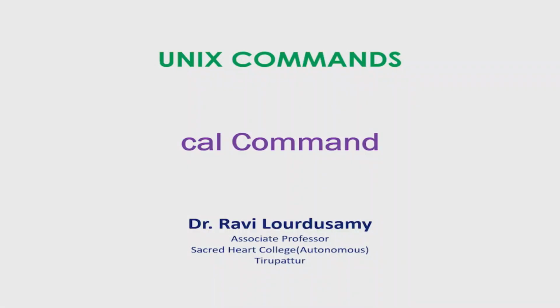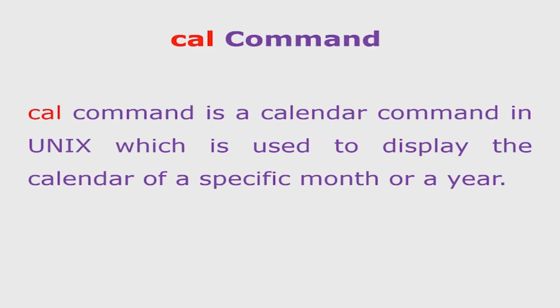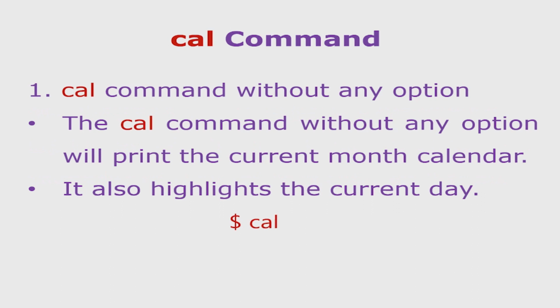This video lecture demonstrates the cal command in UNIX. The cal command is a calendar command in UNIX which is used to display the calendar of a specific month or a year. The cal command without any option will print the current month calendar. It will also highlight the current day.